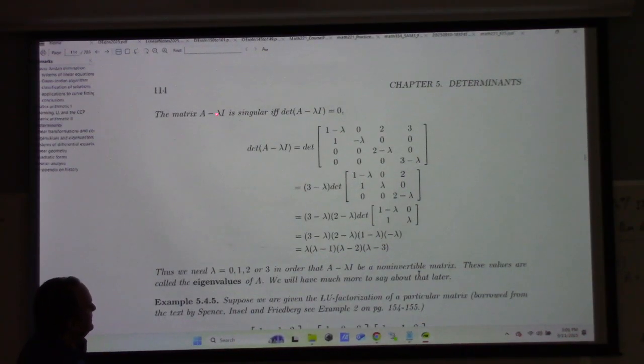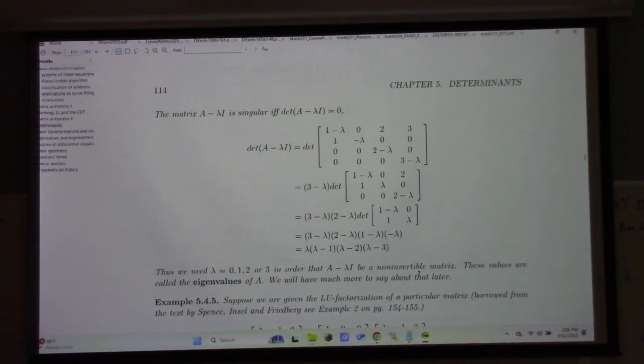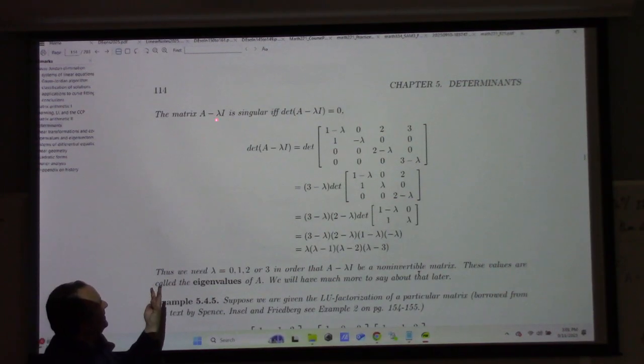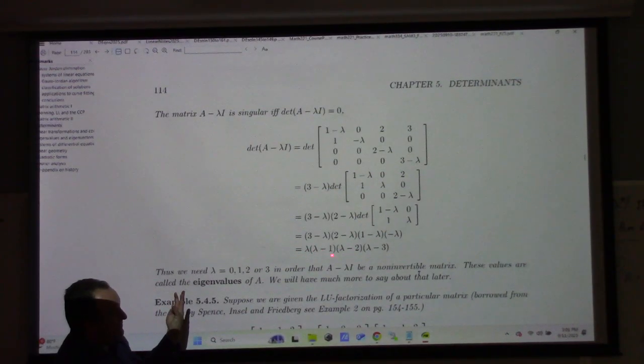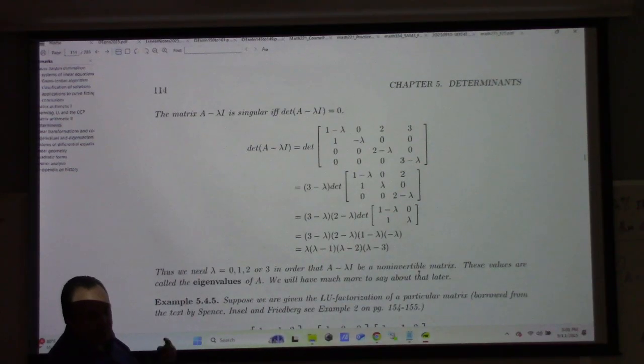So what's the answer to my question? When is A minus lambda I singular? The answer is usually not. It's only a singular, a non-invertible matrix in 4 cases, right? The 4 cases that this matrix A minus lambda I is not invertible are when lambda is 0, when lambda is 1, when lambda is 2, or when lambda is 3. Those would make this determinant 0.